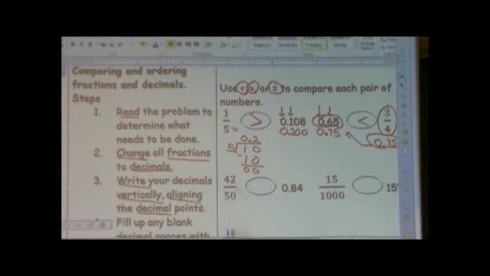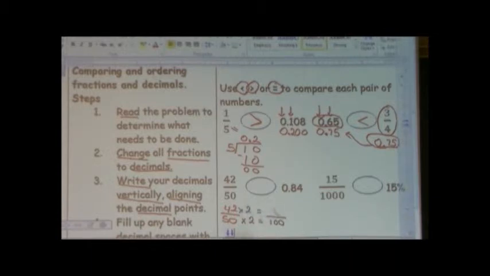Okay, now this one's going to be really easy once we do it. It looks a little hard because of the big numbers, but look at what I'm about to do. 42 out of 50. I want to make it easy on everybody, so what I'm going to do is change this to 100. The bottom number, I want it to be over 100. And the only way I can do that is if I multiply it times 2. So if I do that to the bottom, I have to do it to the top.